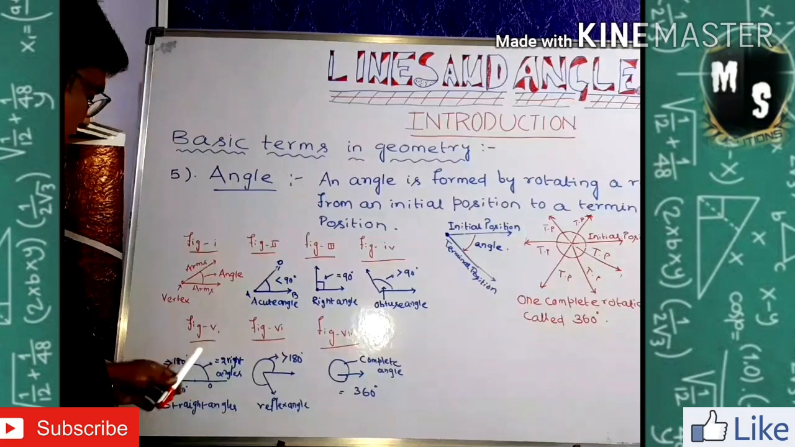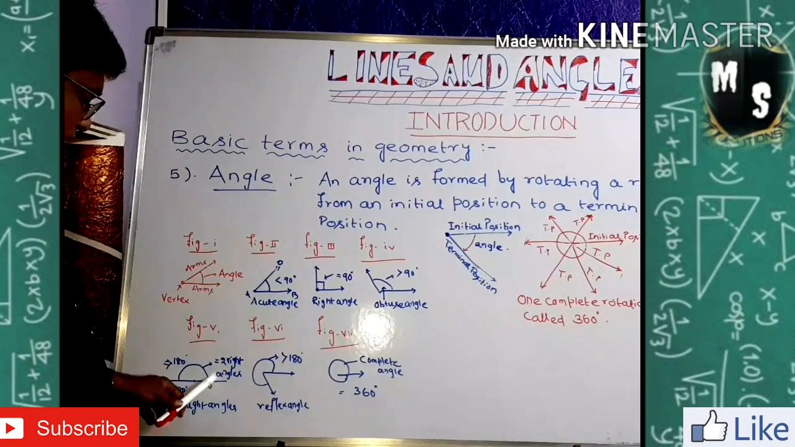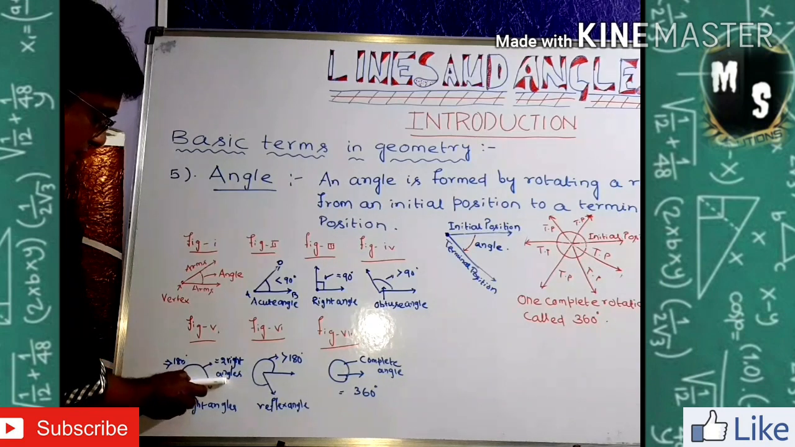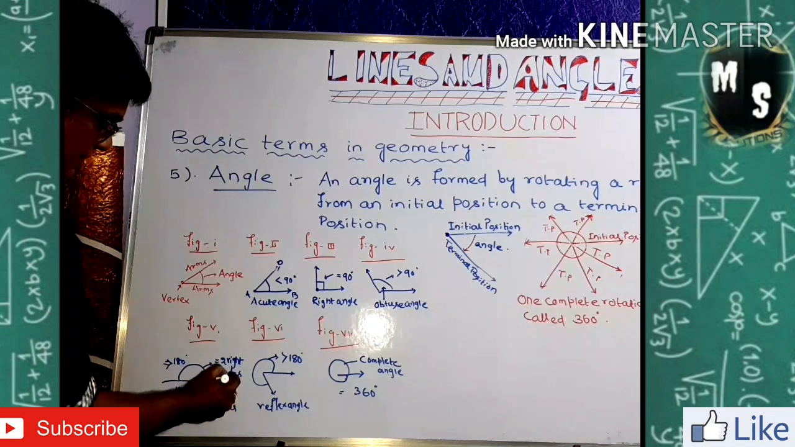So the next figure, look at it. This angle is totally giving a half rotation. It is totally giving a half. Which one? This initial, this to this is the initial ray.